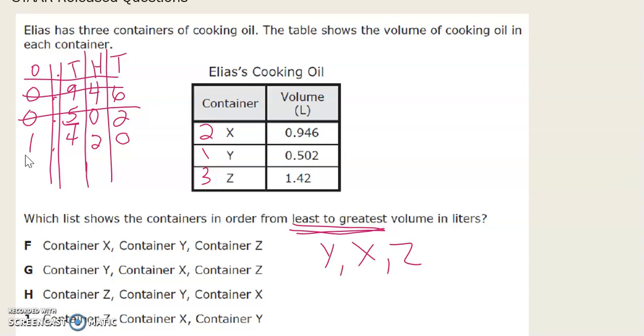So now I'm going to look over here at my answer choices. I'm looking for Y, X, and Z. So I see that I have that for G. So G is the correct answer. Okay, let's look at our next problem.